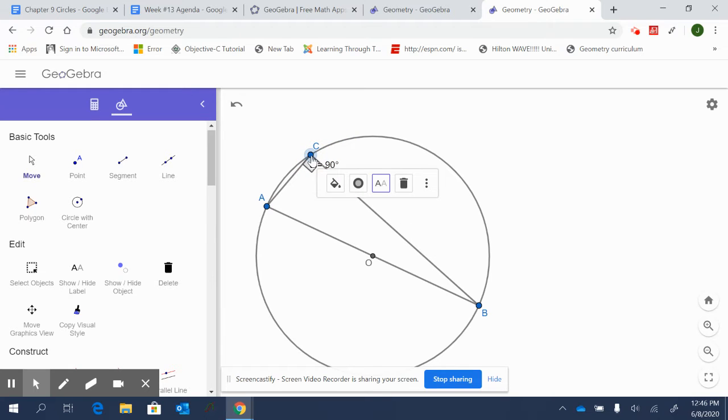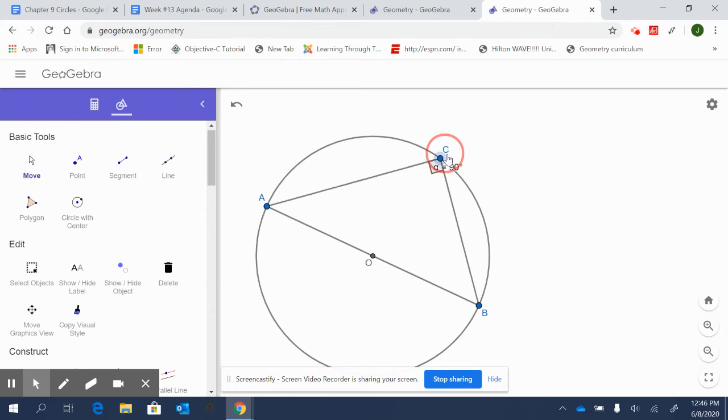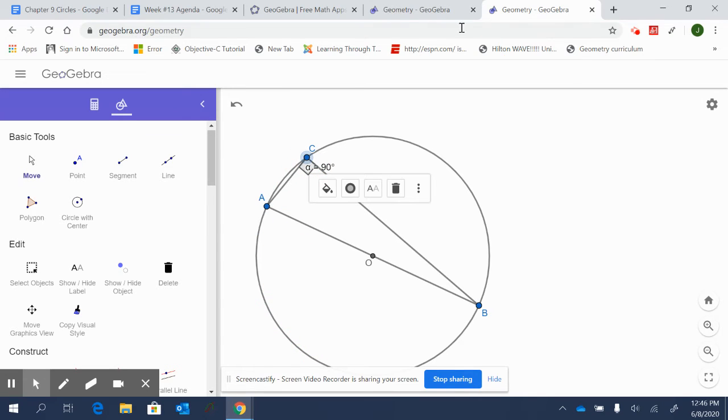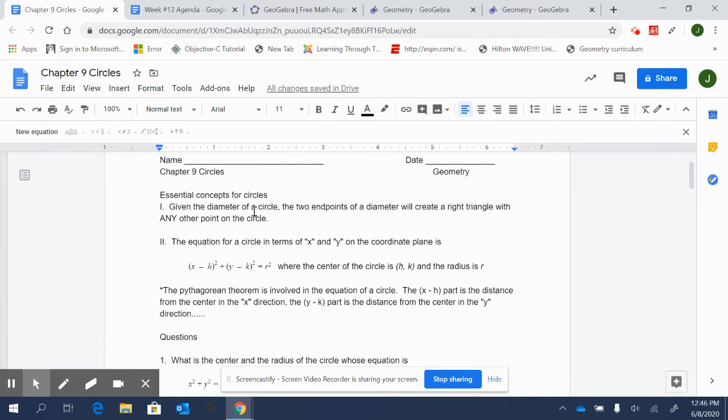All right, point C. Now, I let the GeoGebra app measure the angle from A to C to B. Okay, so anywhere that I move C, it's stuck on that circle. So anywhere I move C, notice that the angle remains 90 degrees. Yep, no matter what I do. Okay, so that's basically what that concept is.